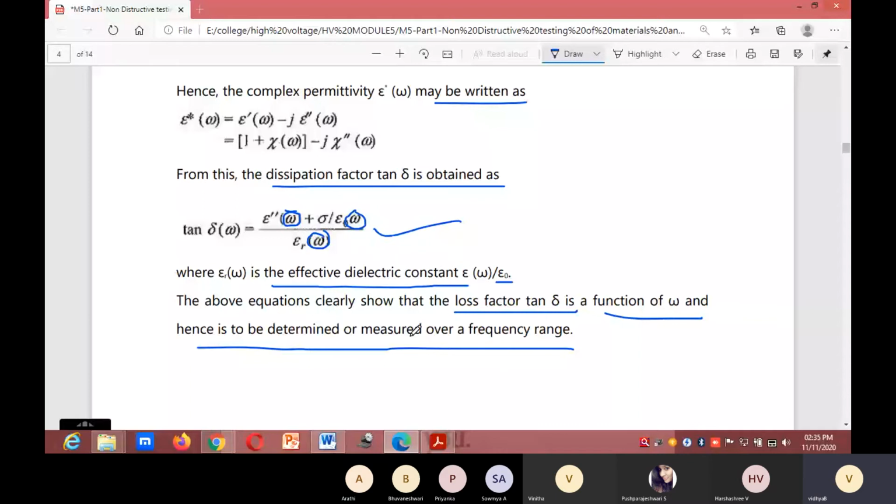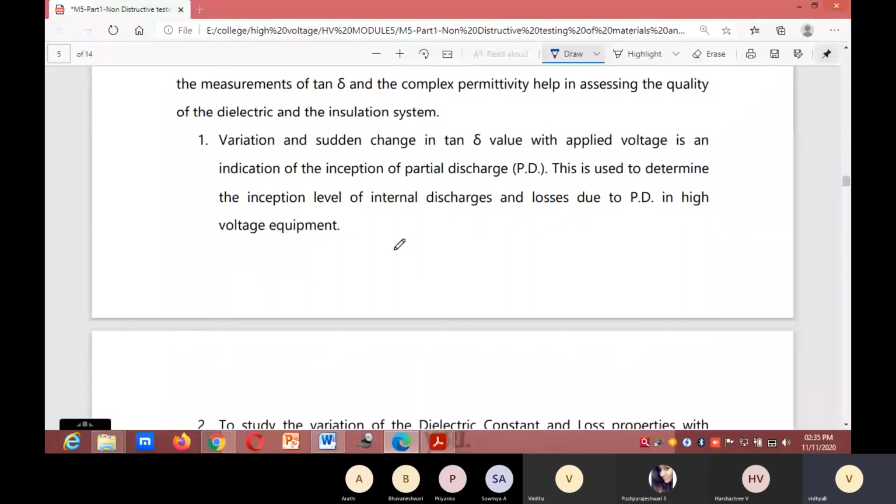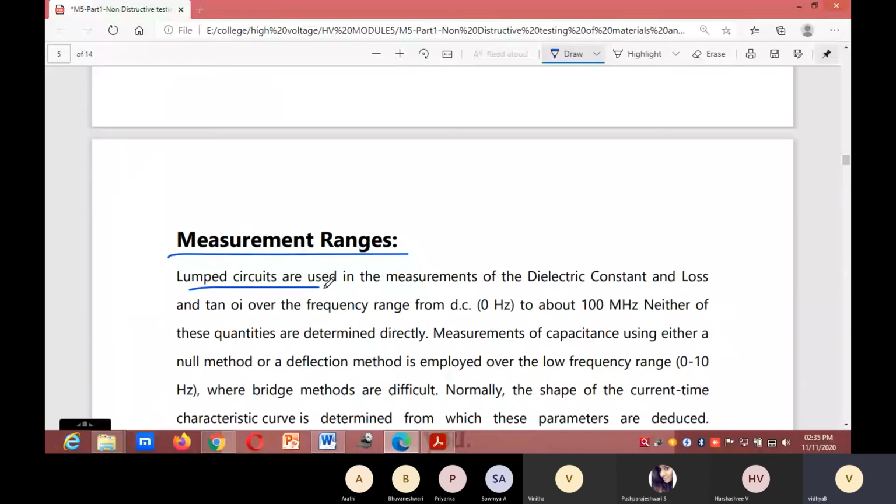Next is measurement ranges. Lumped circuits are used in the measurement of the dielectric constant and tan delta over the frequency range from DC, 0 Hz, to about 100 megahertz. Neither of these quantities is determined directly.